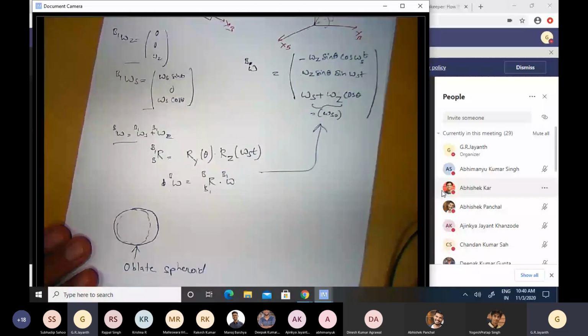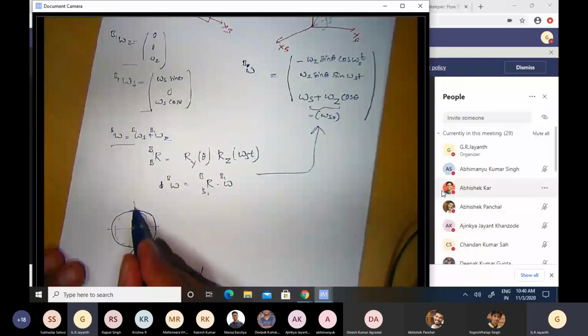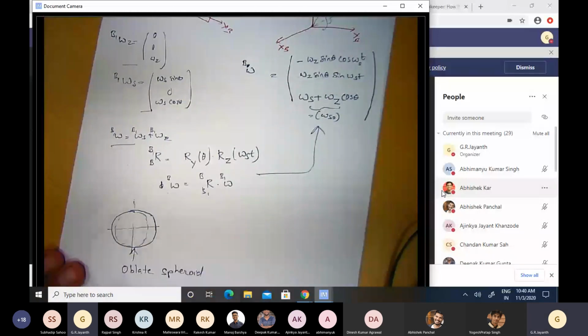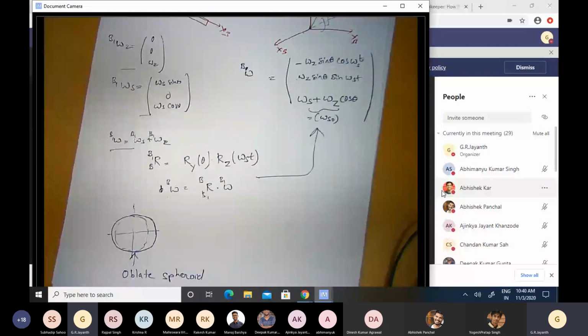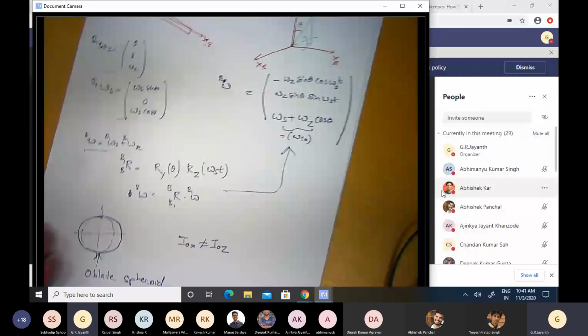If I were to take any section in this plane, it is a circle along the equatorial plane. But if I take a section in the vertical sense, it will not look like a circle. The diameter near the equator will be more than the diameter near the poles on account of centrifugal force. Because this is the case, I0x and I0z are not the same, which means that even for Earth there can be wobbling motion.